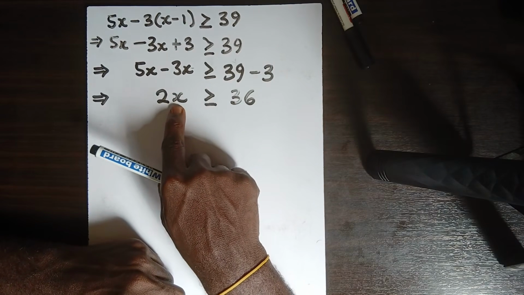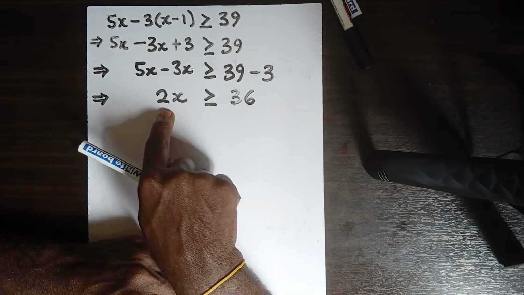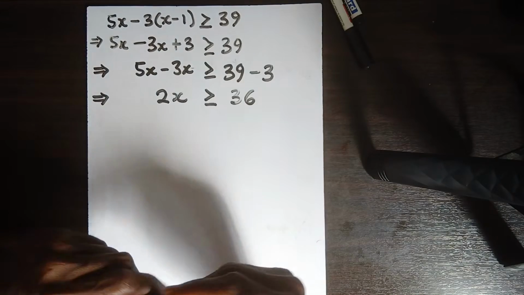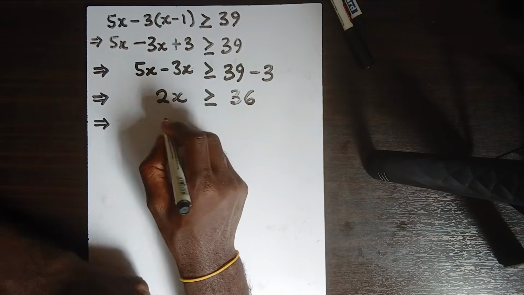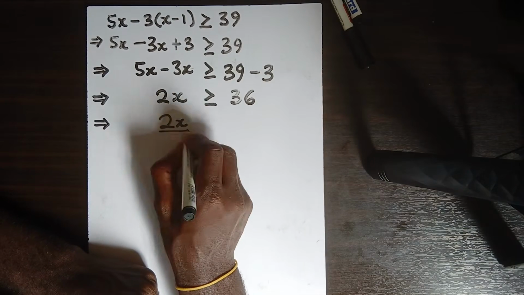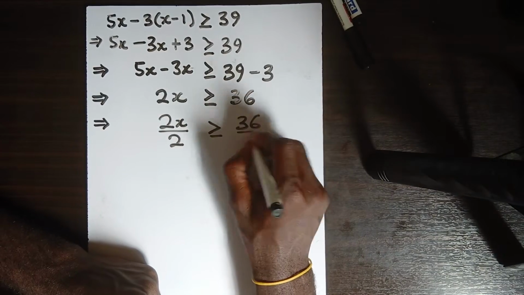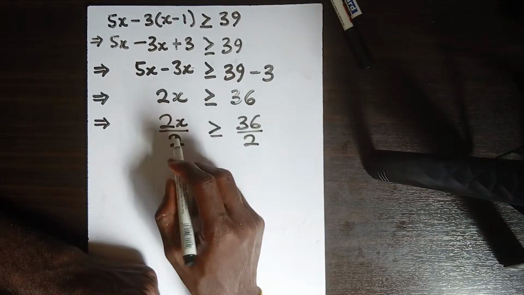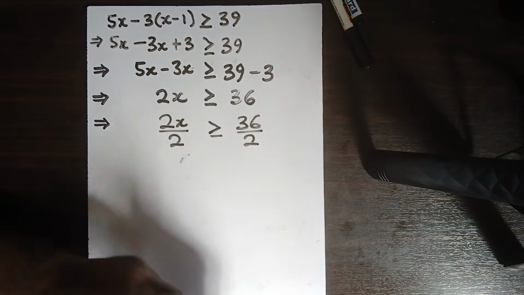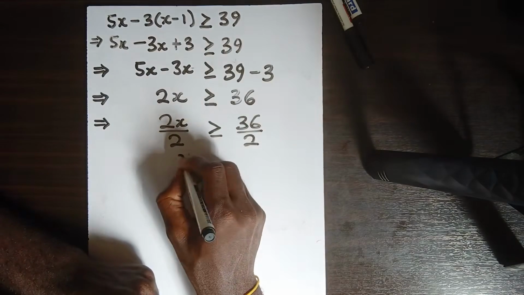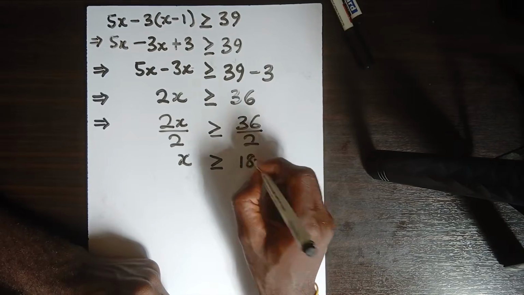Now I want just x. So I have to divide both sides of the inequality by the coefficient of x, which is 2. So I'll come down and divide both sides by 2. So 36 also divided by 2. When you do that, this 2 will cancel the 2 out. So on the left hand side you have x. And 36 divided by 2 will give you 18.